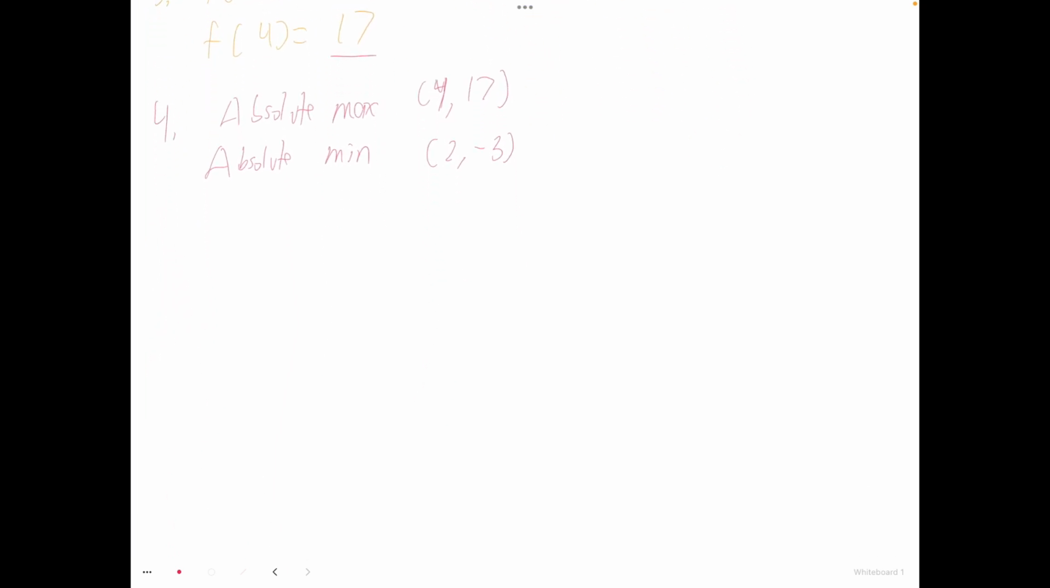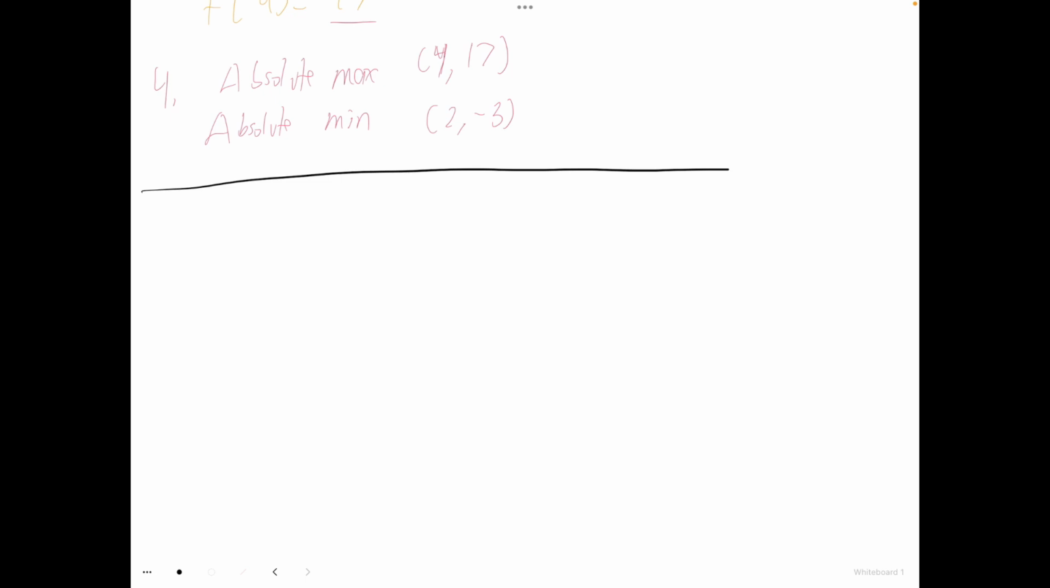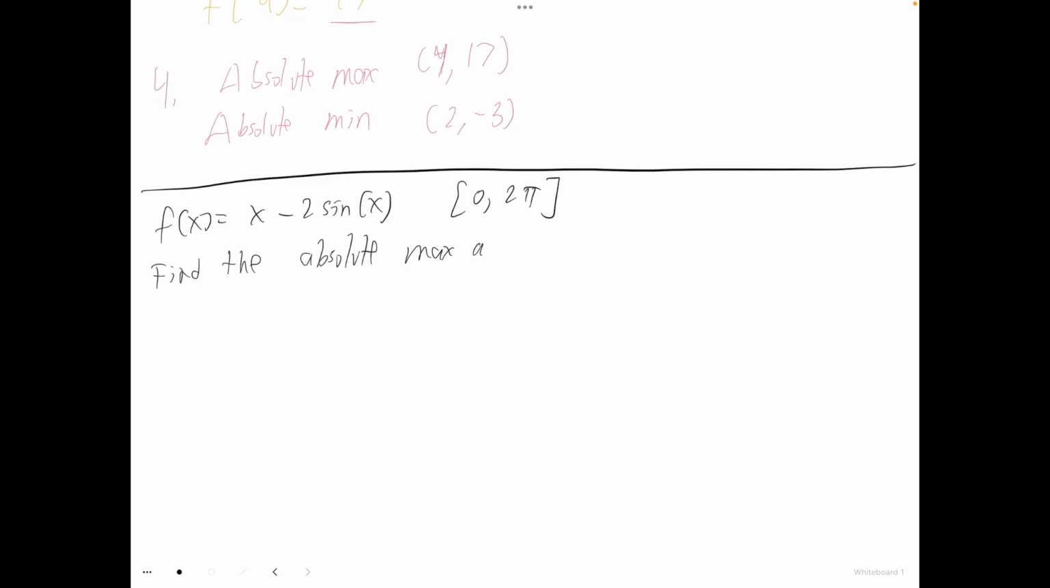So let's look at another example of doing this. Next we're going to take the following function: f of x is x minus 2 sine of x. Once again, this is defined for all real numbers, and we're going to look at the interval 0 to 2 pi. We want the absolute maximum and minimum on 0 to 2 pi. So I'll write that down. We want to find the absolute max and absolute min.